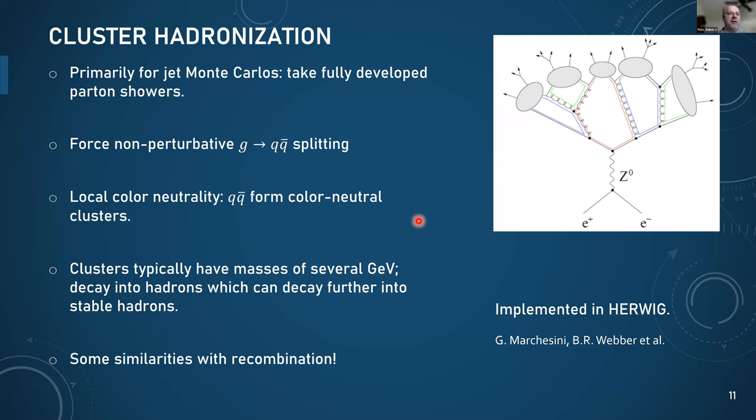It's based on a concept called local color neutrality, and one can understand it from the color flow considerations that I mentioned earlier. If quarks are close together, neighbors from the splittings, then they should be color singlets. So there should be this local color neutrality. If you put all the energy and momentum that a QQ-bar pair has together into an object, which you just call a cluster, then you end up with things which typically have a few GeV of energy, and they're color neutral.